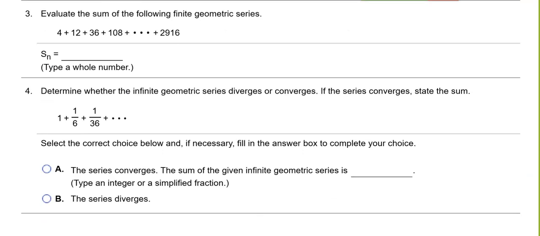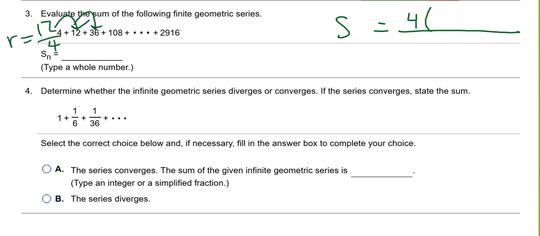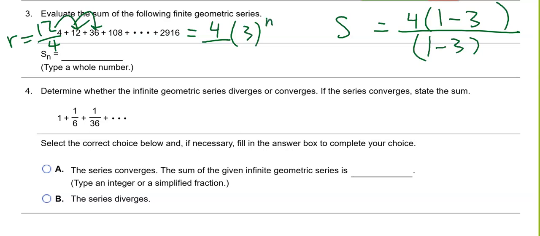Evaluate the sum. Okay, so we know the first term, right? It's a 4. We can see that the multiplier is 3 to go from any term to the next one, any term divided by the previous one. So we can see that we're multiplying by 3. The thing that we don't know is how many terms there are. So that's why we had to set this equal to first term times the multiplier to the n minus 1 power.